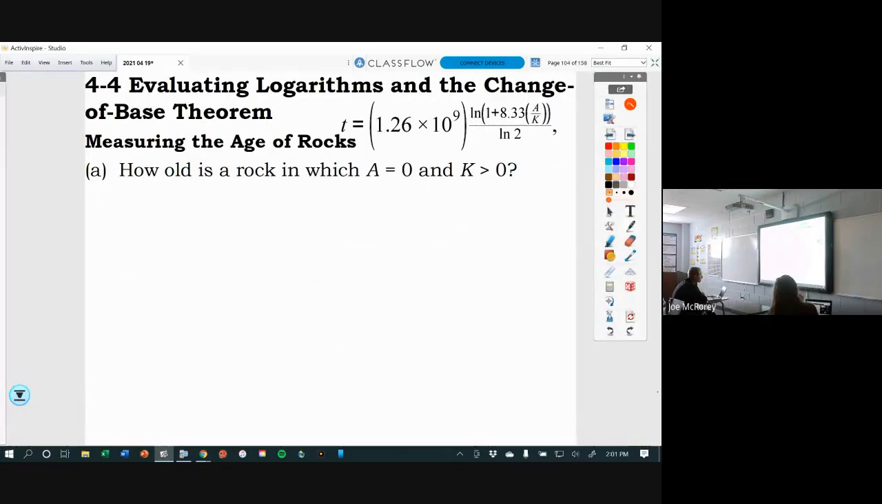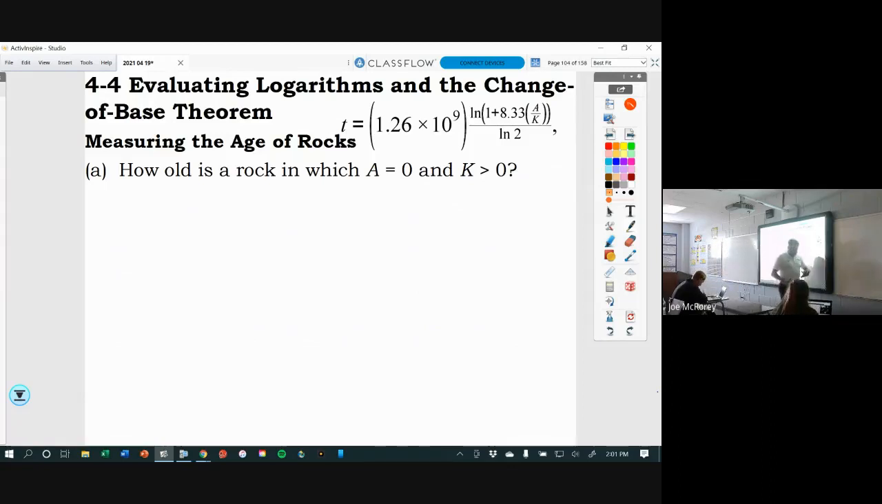There's a rock. The argon measurement is 0. I don't know what the potassium measurement is, but it's greater than 0. We need to plug numbers in and solve this equation to see how old this rock is. So before you start grabbing your calculator and punching numbers, let's think about it.